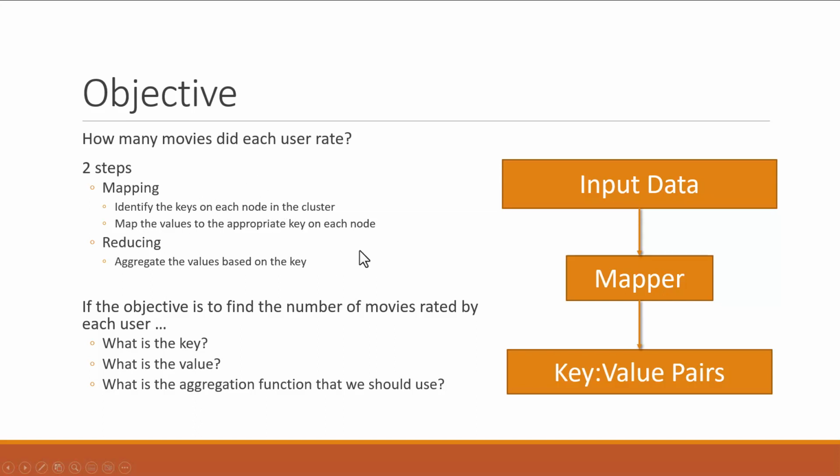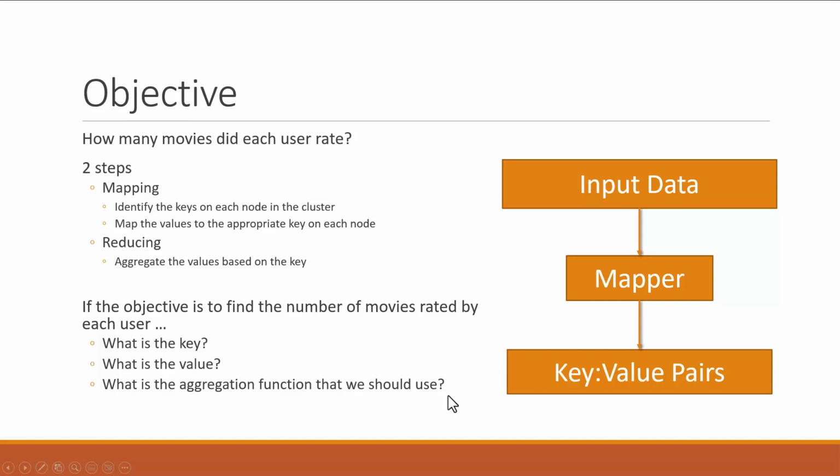Then we also have to identify the specific values that are appropriate for each user ID. In this case, the user ID is our key. Now, because we're doing a count, in reality, the value that's associated with the user ID that we're interested in is not actually even in our data set. Each row in the data set contains the user ID, the movie ID, the rating, and the timestamp. But literally what we want to do in this particular case is just do a count. How many times does the user ID occur on each individual node?